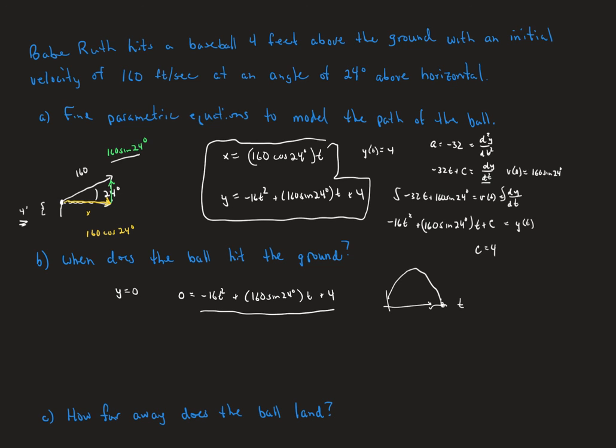So when I did this, I had to play around with the window a little bit. What I ended up choosing is for the X window, I went from 0 to 20, and I made the scale 10. And for the Y window, I went from 0 to 100, and I made the scale 50 just to keep it smaller. So when I did that, I got the t-value to be 4.128. Now that's going to be in seconds. So that's when our ball hits the ground.